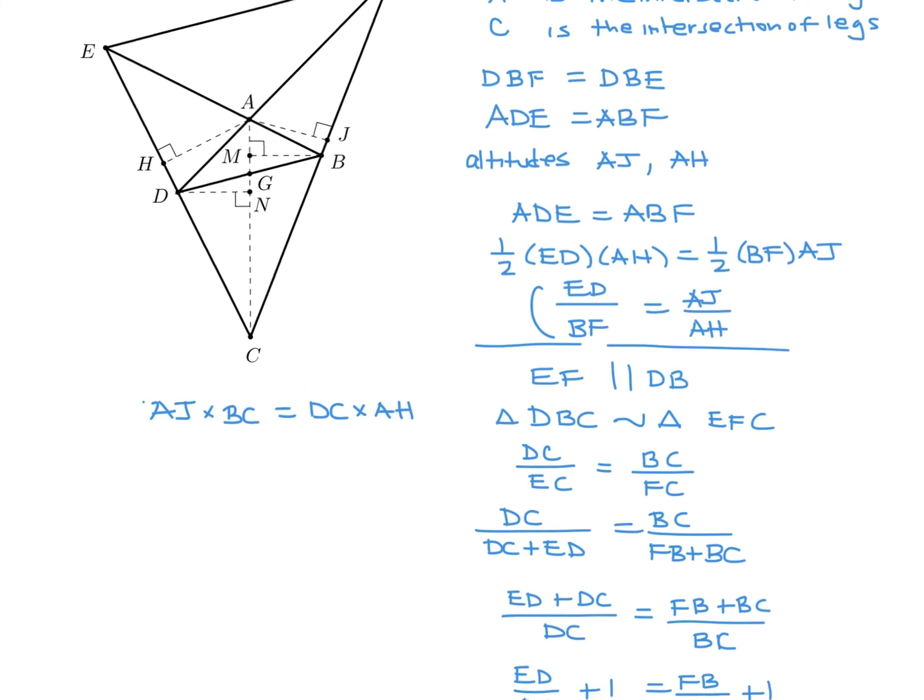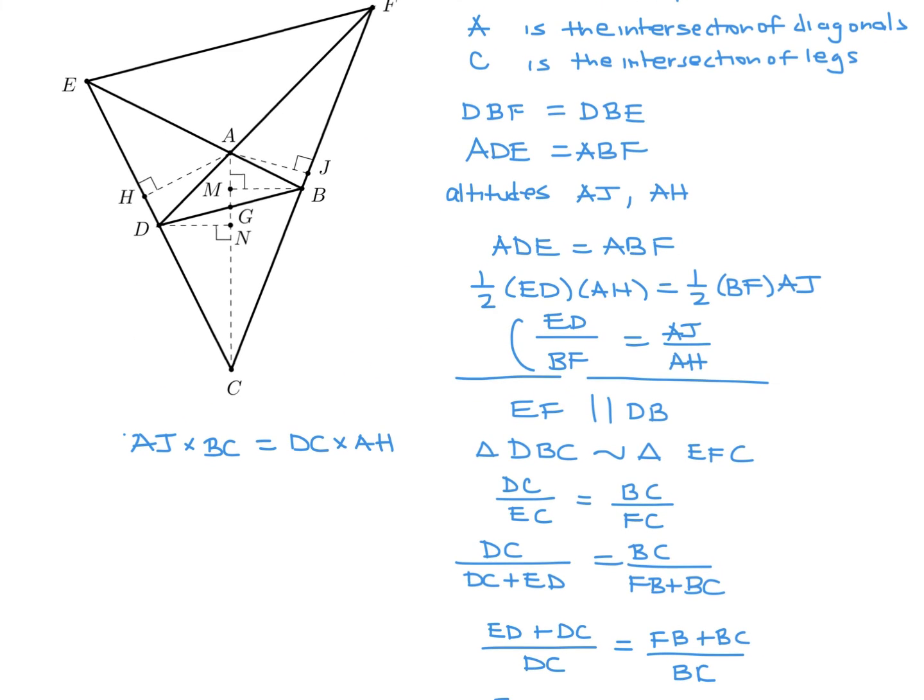And if that's the case, then that means that AJ times BC, if we put a half in front of it, you're essentially calculating the areas of two triangles. Which triangle? Well, this one, AJ times BC, is this triangle right here, triangle ABC. And this one here, DC times AH, that's this triangle right here, ADC.